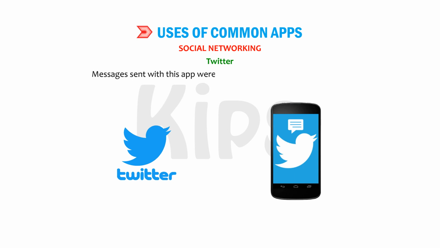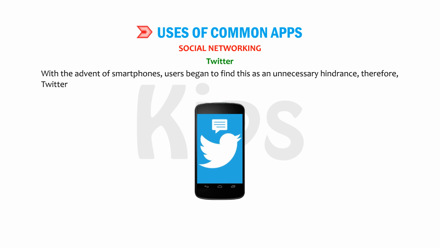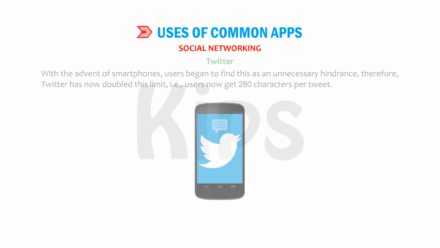Messages sent with this app were initially restricted to 140 characters. With the advent of smartphones, users began to find this as an unnecessary hindrance. Therefore, Twitter has now doubled this limit. That is, users now get 280 characters per tweet.